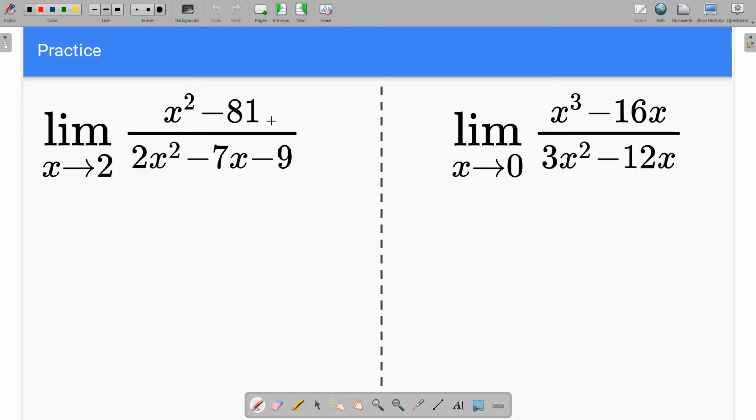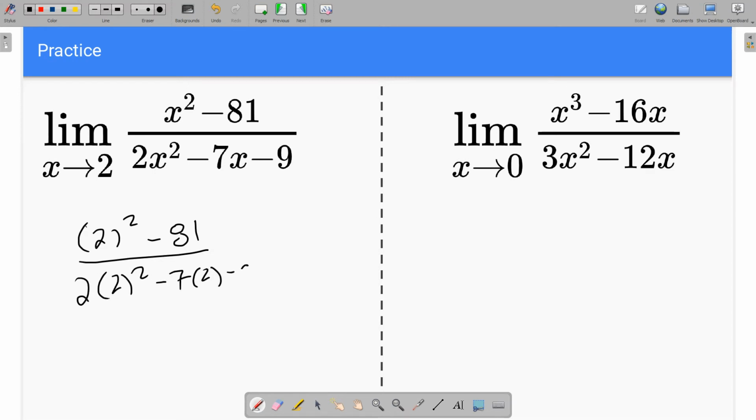Now ideally I would be working horizontally here, and it's important for me to note that if I was working horizontally, I'd be including an equal sign and writing everything out. I'm going to be working vertically here. So I'm just going to substitute a value in, and when I substitute that value in, I don't need to include the limit. So I'm just going to go 2 squared minus 81 all over 2 times 2 squared minus 7 times 2 minus 9. And that's the limit at this point.